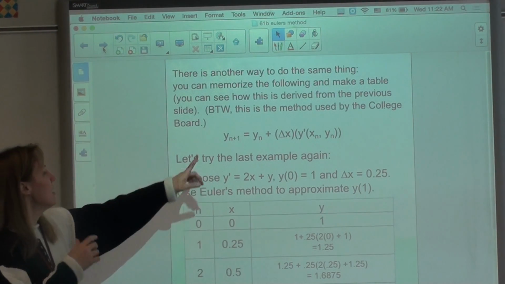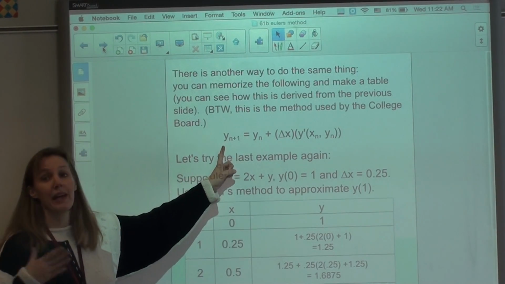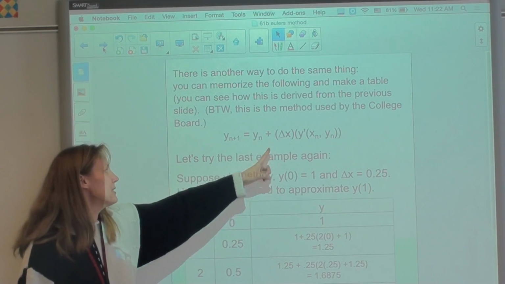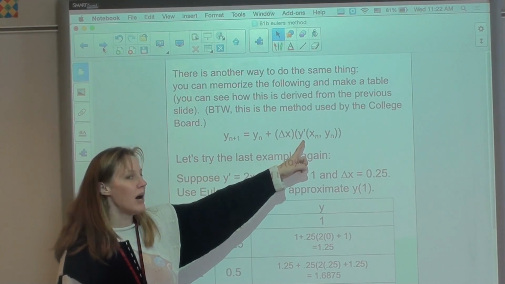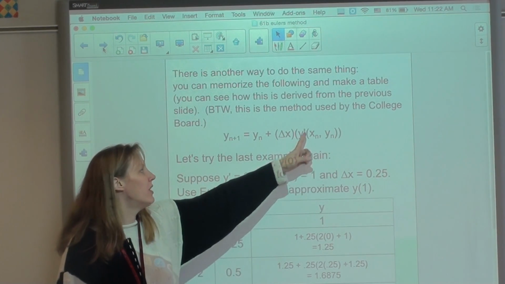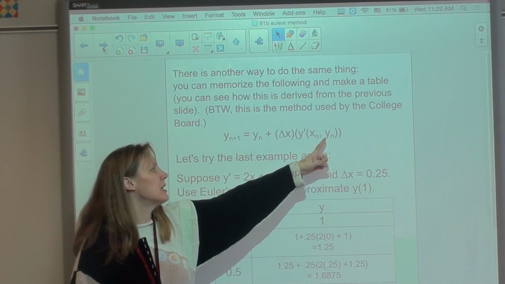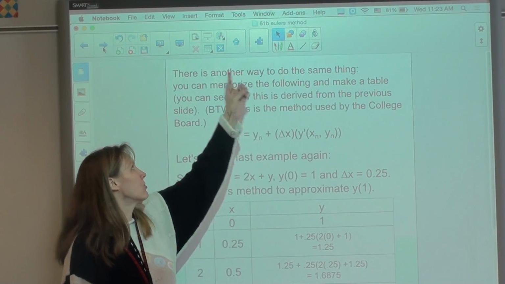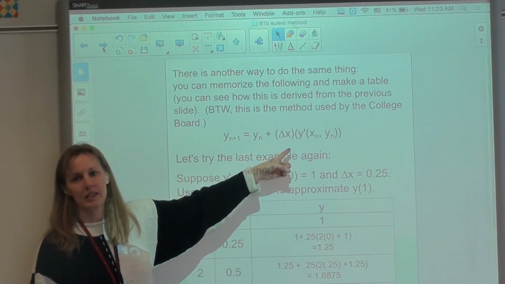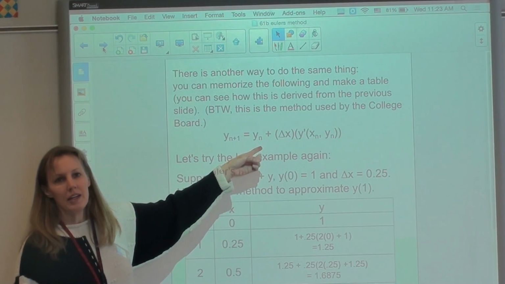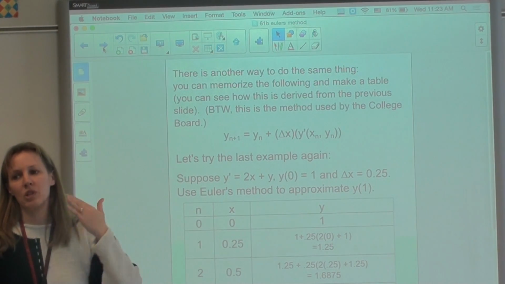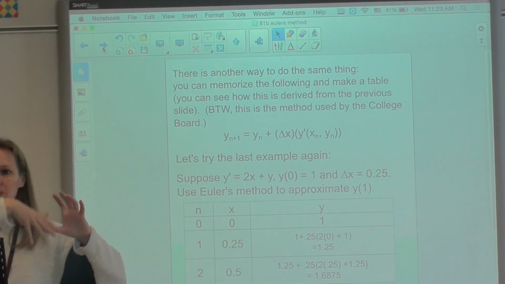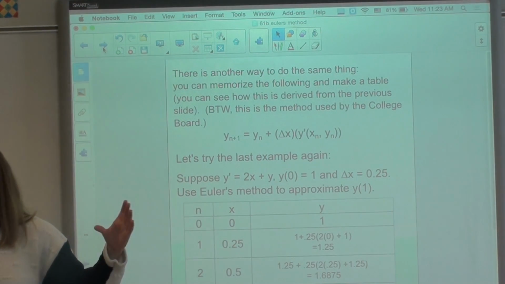So the formula says y sub n plus 1, which means the next y, equals the previous y value plus our delta x times y prime of x sub n, y sub n. So what it really says is take the previous x and y, plug them into your derivative, or your differential equation, times delta x, and then add that y value again. It's really doing what we just did. It's really doing that whole slope, point, tangent line, plug in. It's just writing it out as a formula.